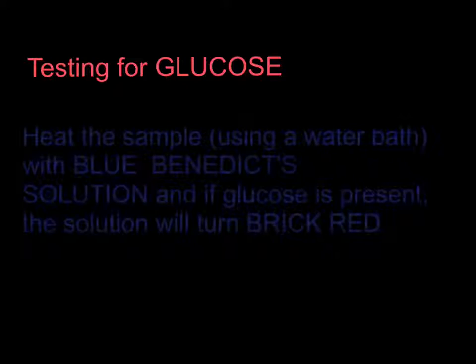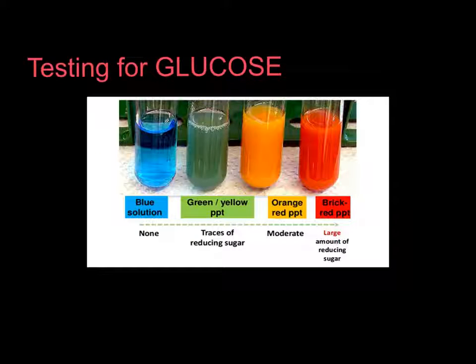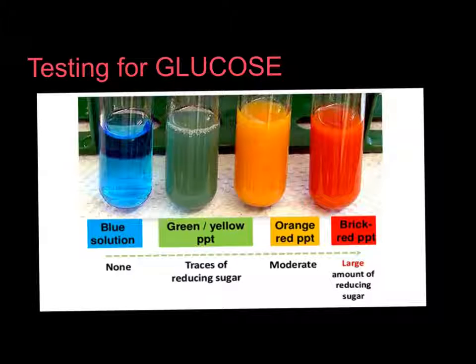Testing for glucose. You heat the sample using a water bath with blue Benedict solution, and if the glucose is present, the solution will turn gradually brick red. As you can see, the blue solution will gradually change to brick red through green and orange, depending on how much sugar there is there.